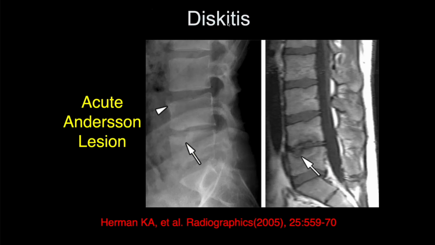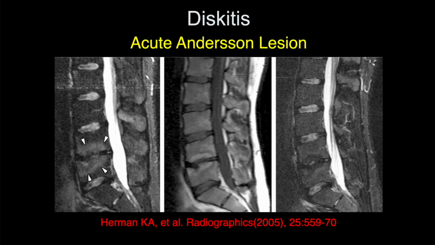And then you can get what some people call discitis, other people call Anderson lesions, which basically look like a small lesion with edema surrounding them. These are very commonly seen in middle-aged and older individuals with degenerative disc disease. We often call them Modic changes. So these are much less specific for inflammatory disease.